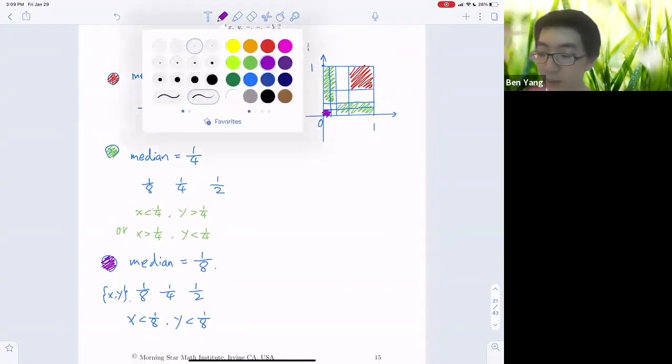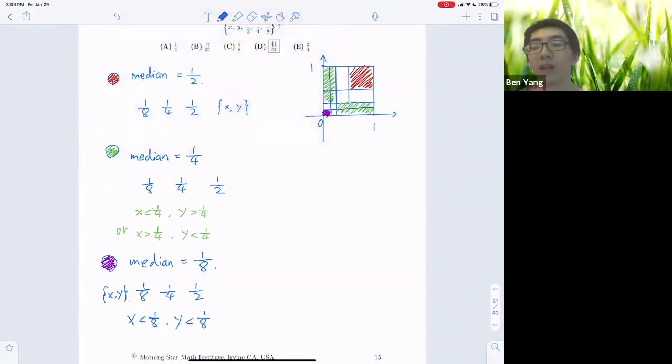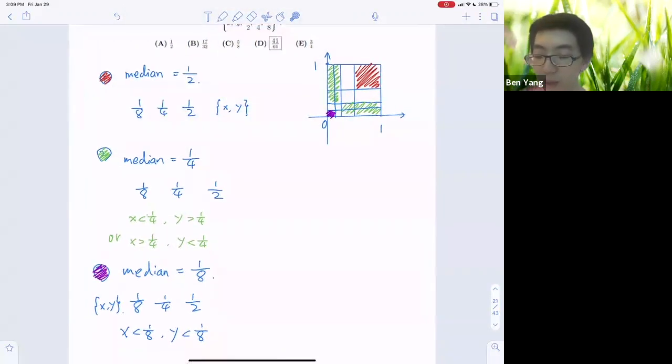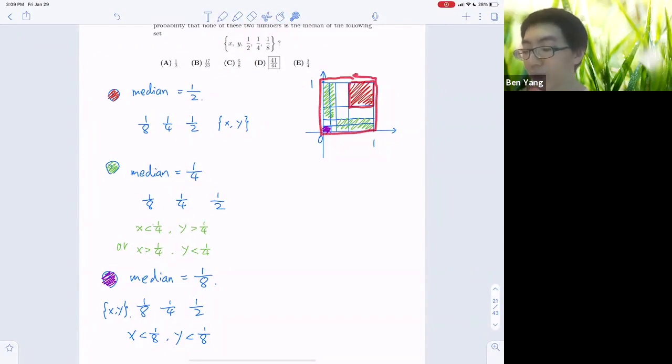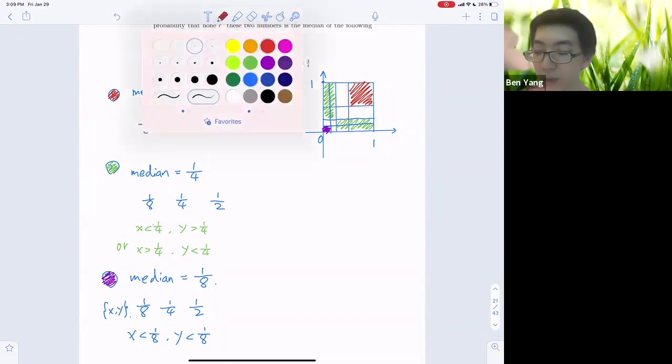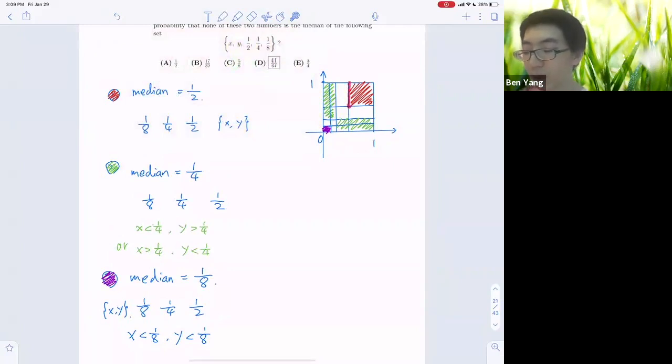Okay, 3 cases. And now let's just compute the probability of each one. We can think of the probability as the ratio of the area of the region to the whole square. Of course, the area of this whole square is equal to 1. So the probability is simply the area of the corresponding region. For the first case, our region is this red square. And the area of that is simply 1/2 times 1/2. And that's equal to 1/4.